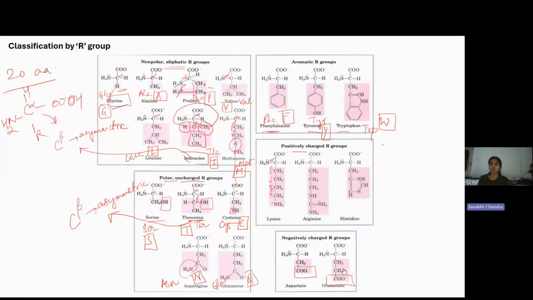Similarly, in the case of glutamic acid, you have CH2, CH2, then COOH. Here the OH goes off, so C double bond O, and then NH2 comes in. So glutamine is actually the amide form of glutamate.